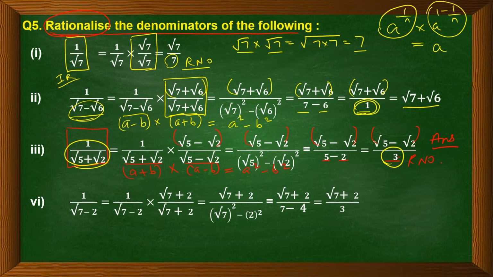Now let us take another question, 1 upon root 7 minus 2. Now again it is a binomial irrational number. Multiply by its conjugate, which is in plus sign. It is a minus b, this is a plus b, the product of which is a square minus b square. Now over here a is root 7, b is 2. So square of root 7 is 7, square of 2 is 4, 7 minus 4 is 3. Again this is a rational number.